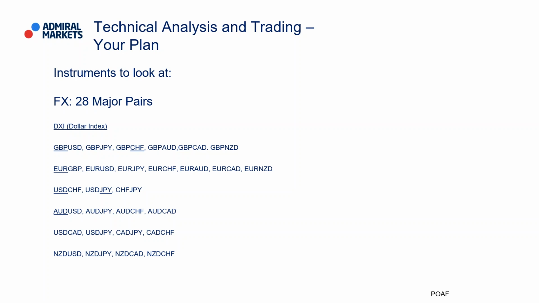We'll have euro sterling, euro dollar, euro yen, euro Swiss franc, euro Aussie, euro Canadian dollar, and euro New Zealand dollar. The dollar Swiss, dollar against the yen and the Swiss yen. Also Aussie dollar, Aussie yen, Aussie Swiss franc, Aussie Canadian dollar. The dollar CAD, the dollar yen, the Canadian Swiss franc. Finally, the Kiwi dollar, Kiwi yen, Kiwi against Canadian dollar, and the Kiwi Swiss franc. So that gives us 28 major pairs, and so there's plenty of opportunity there based upon the 10 steps and what we're looking for in terms of price action signals. That's what we're going to focus on today.